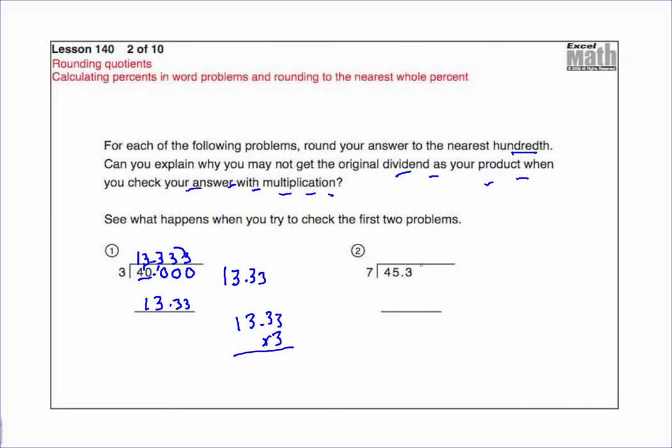All right, pause the video, do number 2 on your own, and then turn it back on when you're ready to see the solution. Don't forget to put the decimal point right up in here. 7 times 6 is 42. That's a leftover of 3. 7 goes into 33 4 times. That's 28. So you have a leftover of 5. 7 goes into 50 7 times. That's 49. Leftover of 1. 7 goes into 10 1 time. So the closest hundredth to this is 6.47.